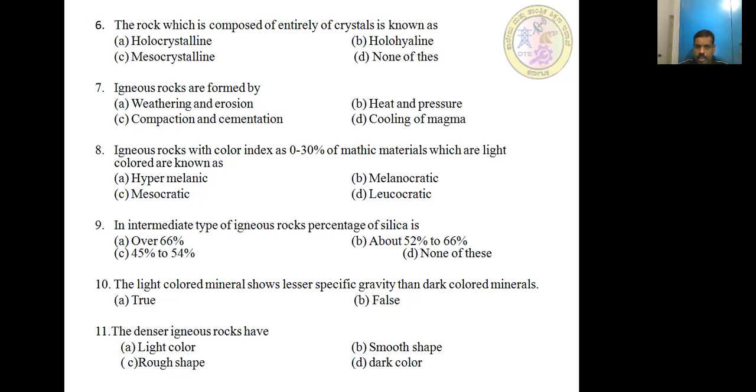For the intermediate type of igneous rocks, the percentage of silica is over 66%, about 50 to 66%, 45 to 54%, and none of these. Tenth question: the light colored mineral shows lesser specific gravity than dark colored mineral. Option A, true. Option B, false. Eleventh question: the denser igneous rocks have light color, smooth shape, rough shape, and dark color.